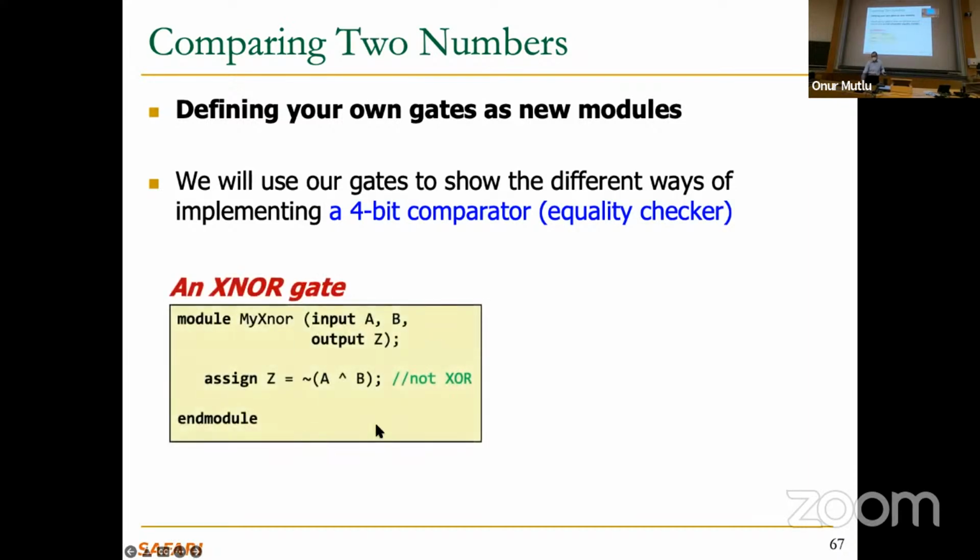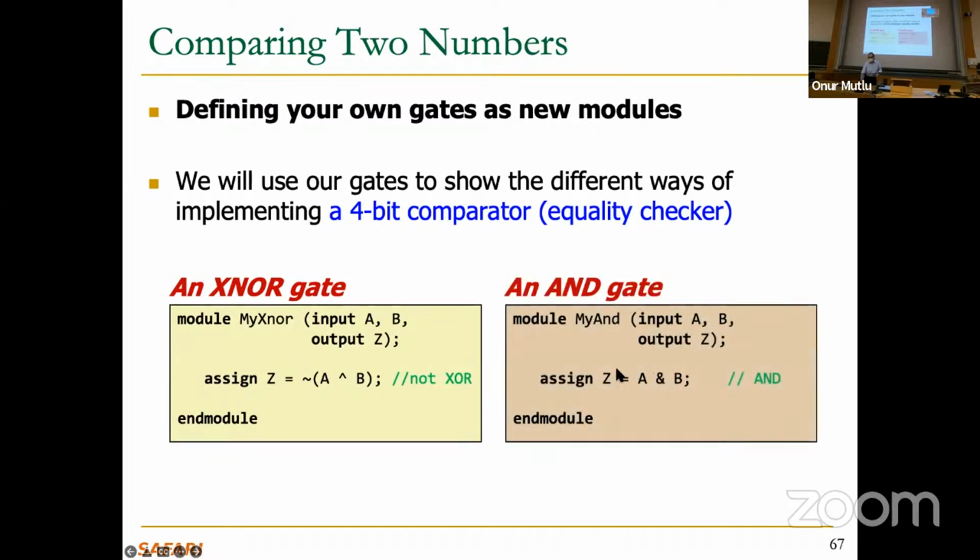So this is an XNOR gate. You can actually specify this as my XNOR, behavioral, as you can see, bitwise operations, XOR, and then a NOT, and that's Z. Hopefully this is obvious by now. And an AND gate is even simpler because you use just a bitwise AND operation over here. So we're going to use this my XNOR and my AND to build an equality checker.